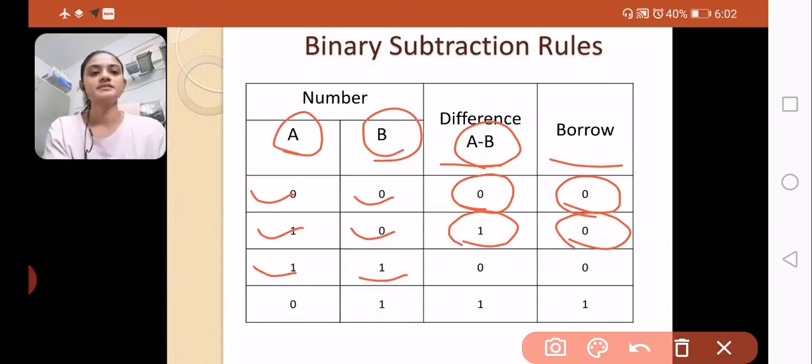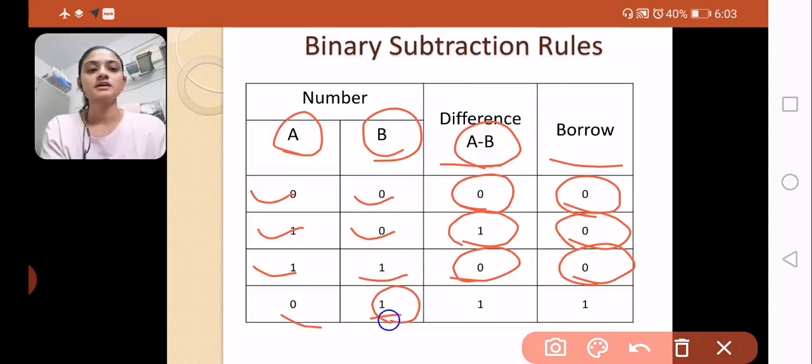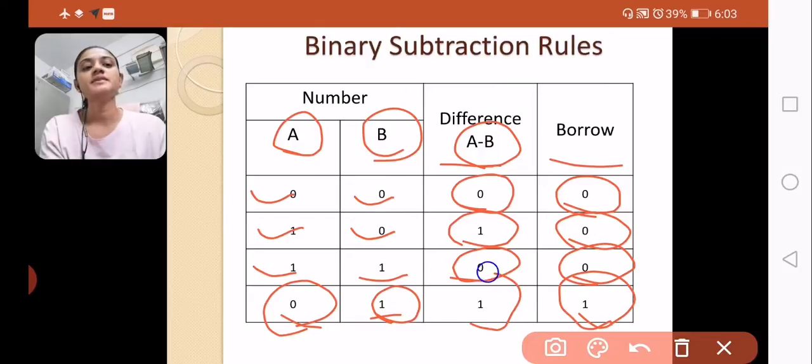1 minus 1, then difference is 0 and borrow is also 0, right? Now the last case, which is most important, 0 minus 1. Here we are subtracting a bigger value from a smaller value. So in this case we will have to take a borrow. So here borrow will be 1 and difference will be 1.